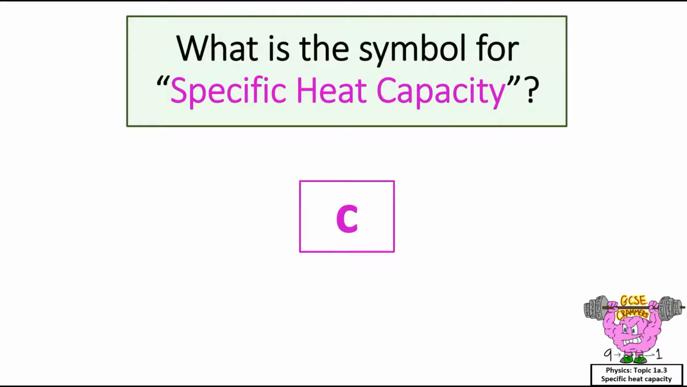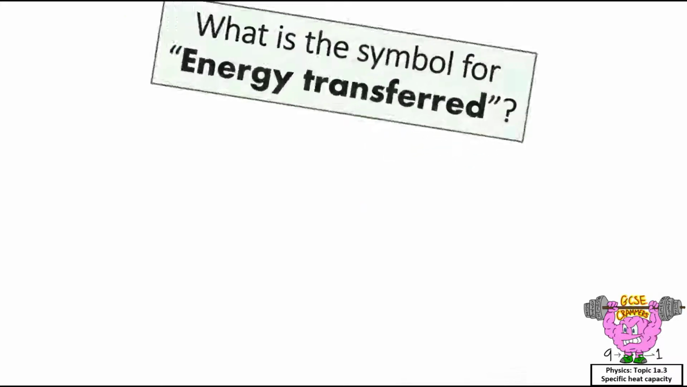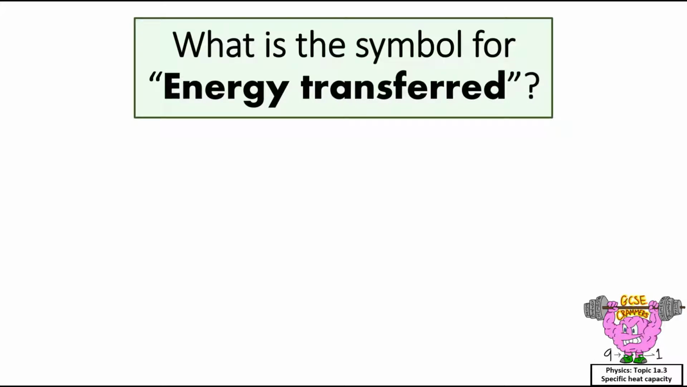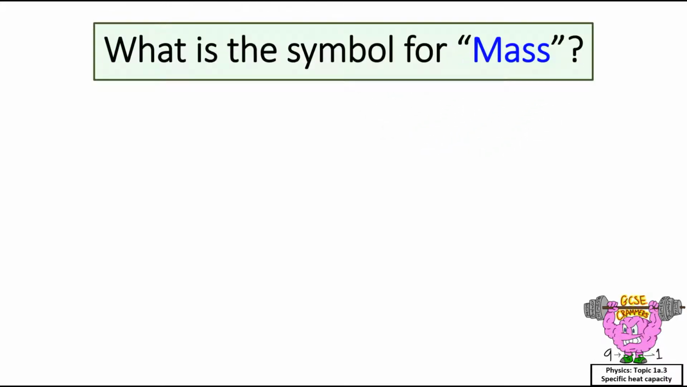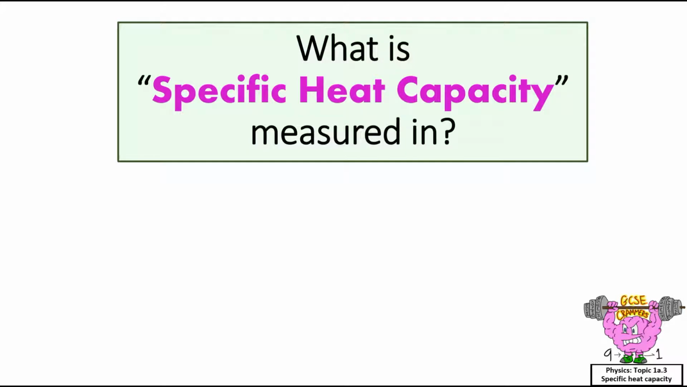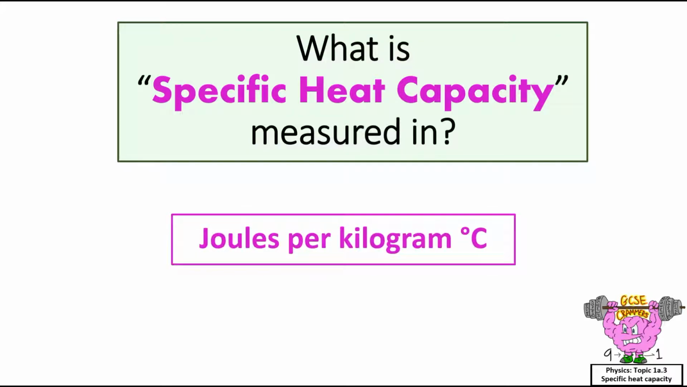What is the symbol for specific heat capacity? Lowercase c. What is the symbol for energy transferred? Capital E. What is the symbol for mass? Lowercase m. What is specific heat capacity measured in? Joules per kilogram degrees C, or use the symbol J/kg°C.